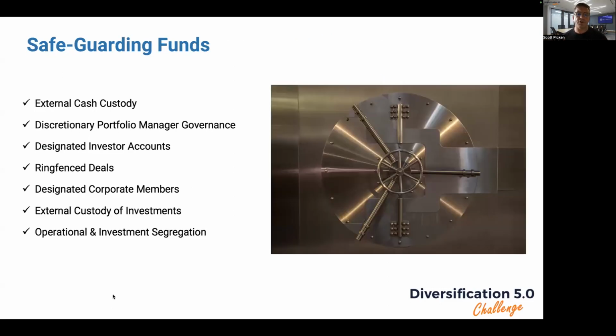Then what safeguards your money? Because any investor should be saying, well, how do I protect my money? Firstly, we've got external cash custody. What that means is that we don't touch your money. So you're not giving me your money and I could steal it or go on holiday with it. Your money is going directly into Lemonway, and then from Lemonway, it's going directly into the deal. You've got a discretionary portfolio manager. What that means is you've got external governance over the deals, so the operational team and the deals team are separate. You've got designated investor accounts, so every investor has their own investor account.